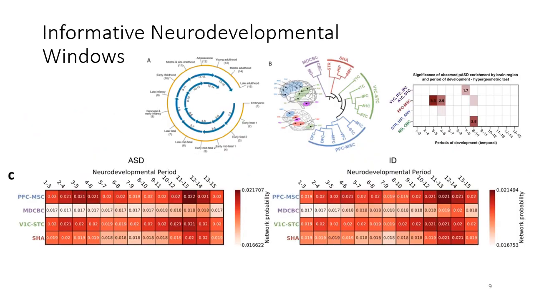By examining the results from mixture of experts module, we could also create heat maps for each simultaneously processed disorder to see which brain regions and time windows are more informative. DeepND assigns higher importance to early fetal to mid-fetal for PFC-MSC brain region cluster. This is in line with the findings of Willsey et al. However, DeepND generally indicates lower informativeness for MDCBC cluster.